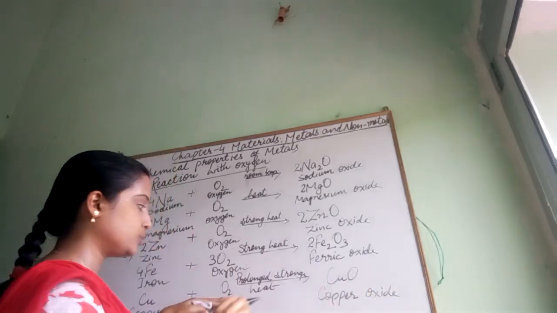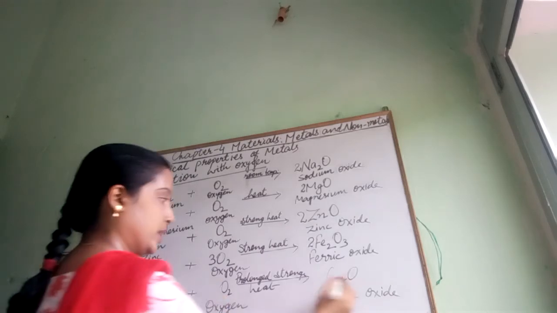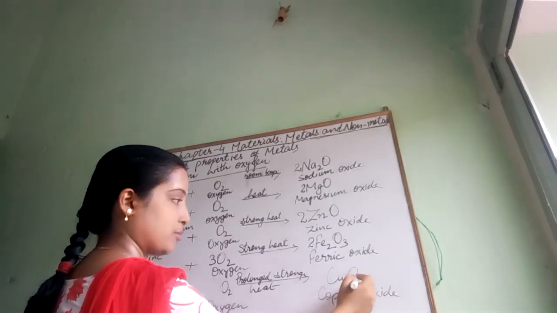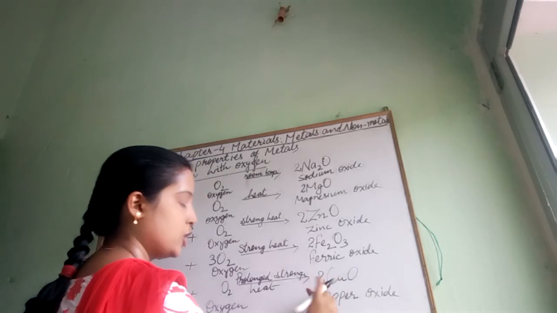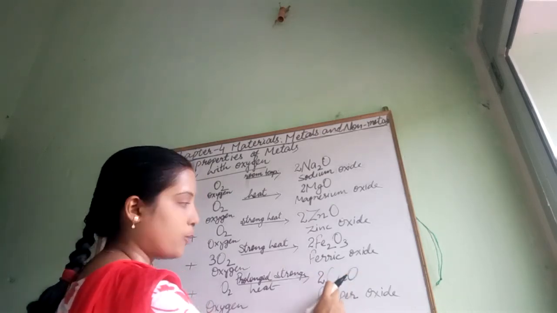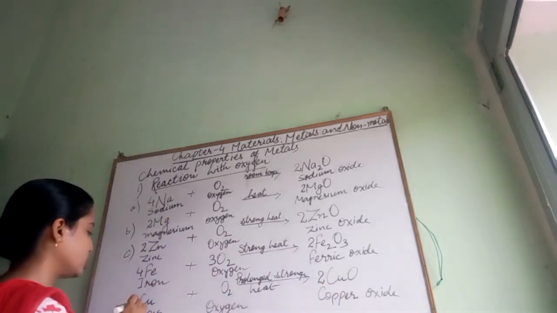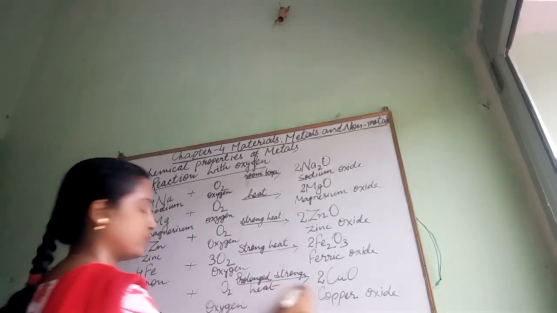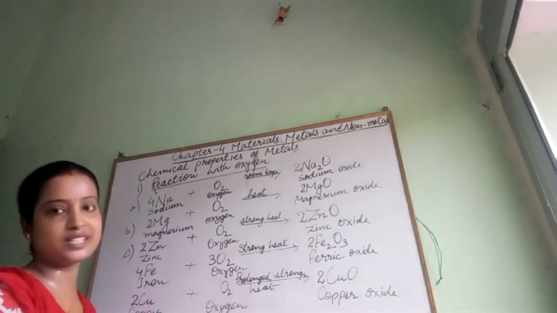So what will we do? Where the number is less, here oxygen the number of atoms is less, 1 only. So we will put 2 here. Now the oxygen becomes 2. But along with oxygen, copper also becomes 2. So what will we do? Here also we will put 2. So 2Cu, 2 copper, 2 copper, 2 oxygen, 2 oxygen. Now the equation is balanced.